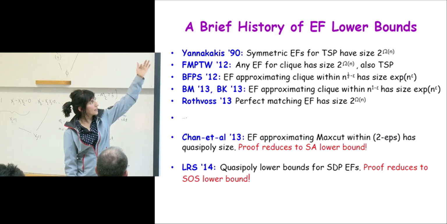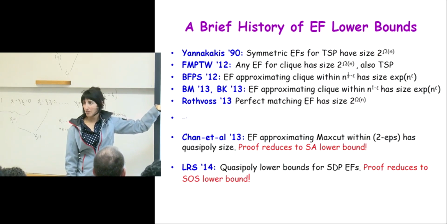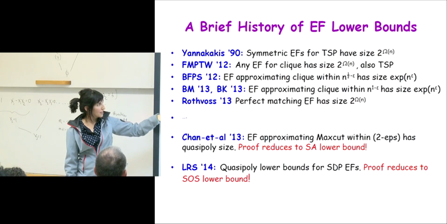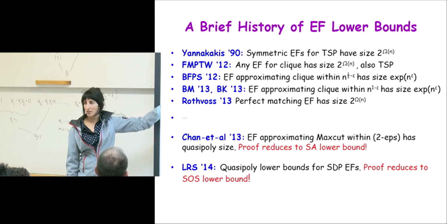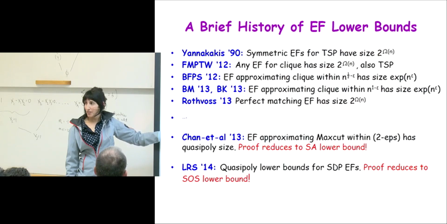But I just wanted to say that there are beautiful results here. One way to prove lower bounds on extension complexity is to reduce them to semi-algebraic proof system lower bounds. And the last two papers did this. So this paper showed that the extension complexity of approximating max cut within 2 minus epsilon requires super polynomial size, and the proof reduces to a Sherali-Adams lower bound. And similarly, they got the SDP version of it by reducing to an SOS lower bound.